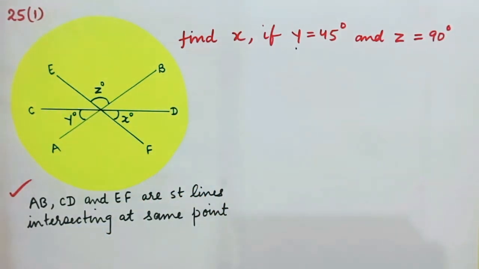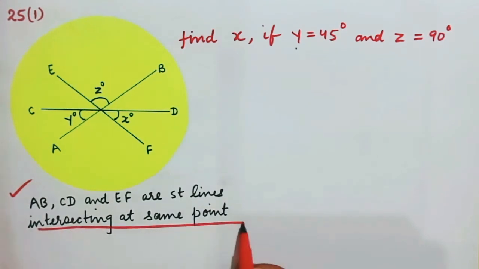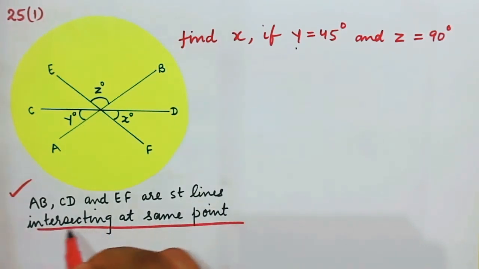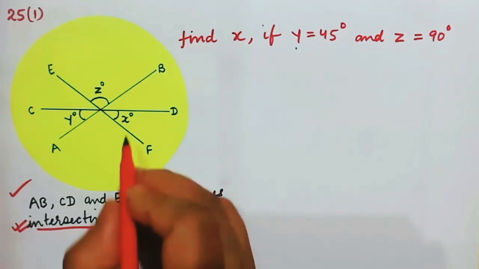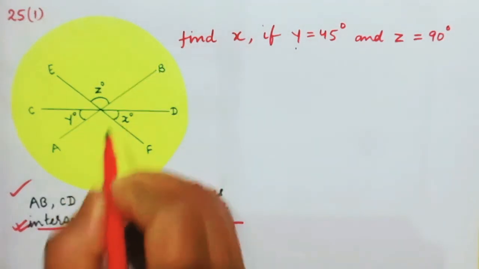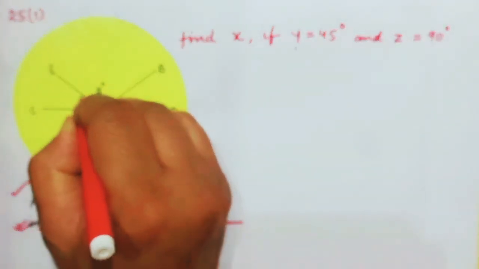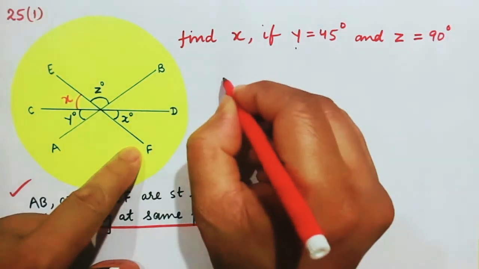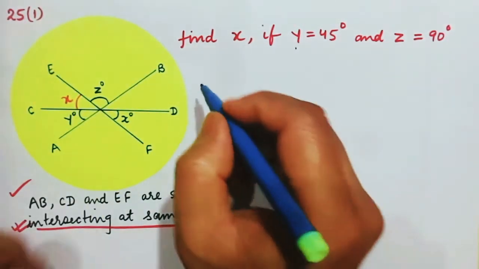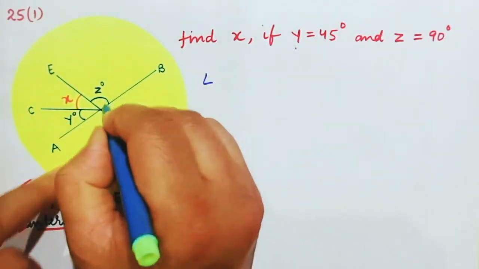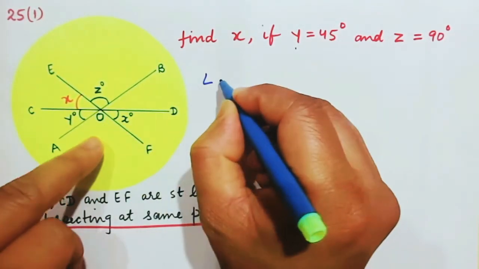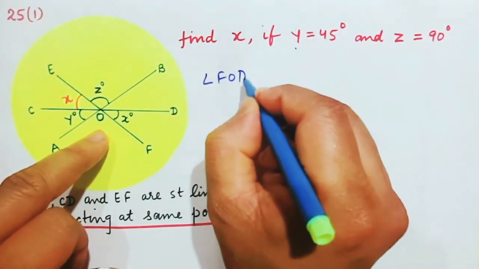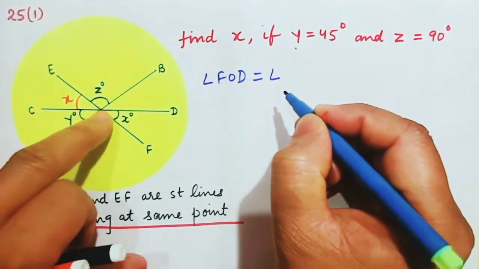Now why are they straight lines? Because they are intersecting at the same point. Only straight lines can intersect at the same point. Okay. Now if this is x, naturally this will also be equal to x. Yes or no? So I will write like this. Angle, I will mention angle F, this is your O, okay. Angle FOD is equal to angle COE.